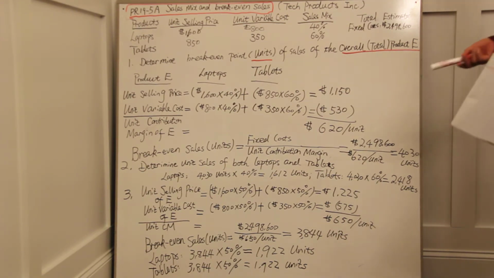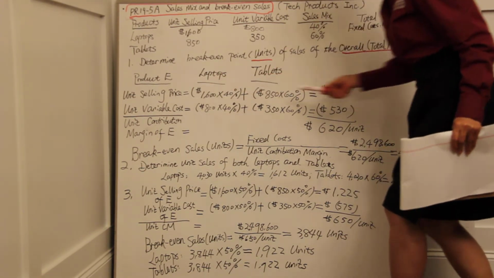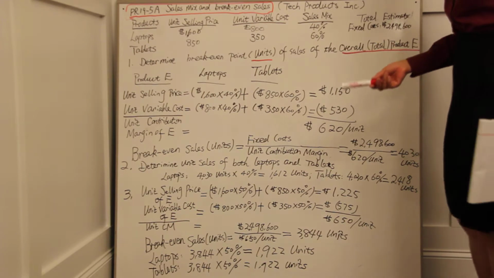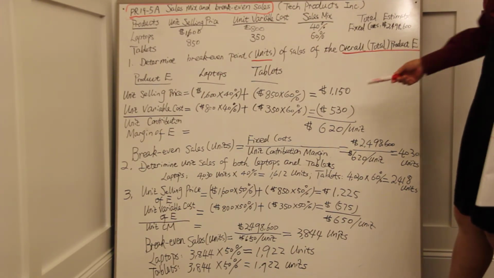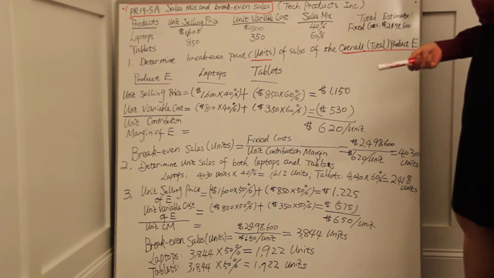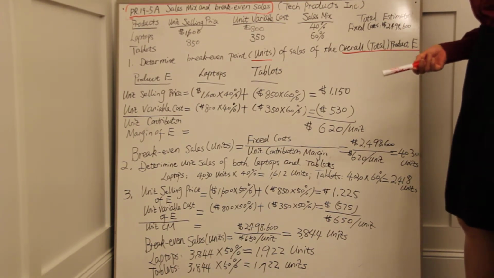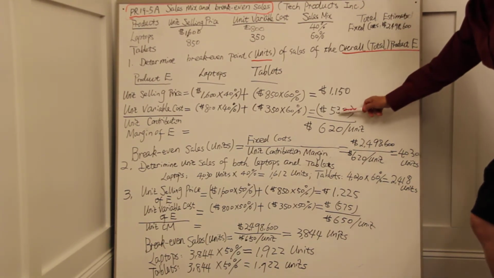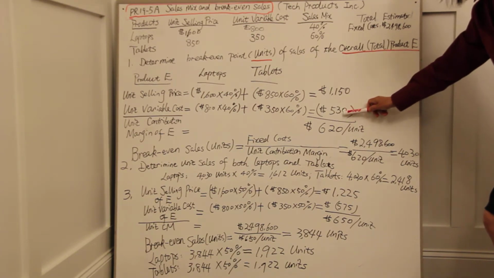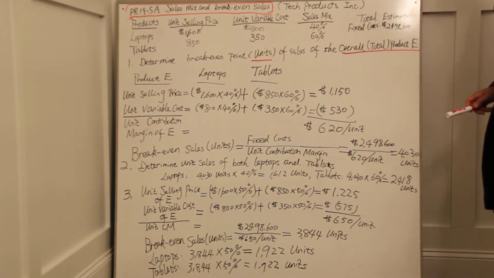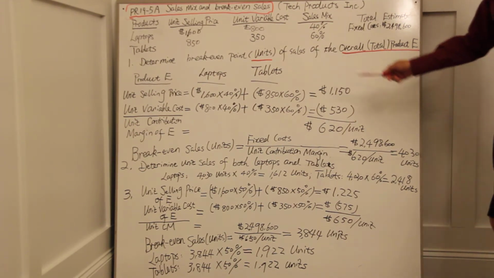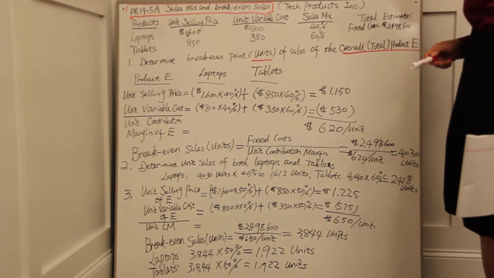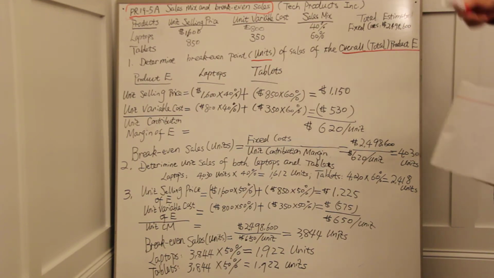Now, we have the unit selling price, which is $1,150. We have the unit variable cost for product E, which is $530. We can determine the unit contribution margin. So we subtract the unit variable cost from the unit selling price. It gives us $620 per unit for the unit contribution margin of product E.